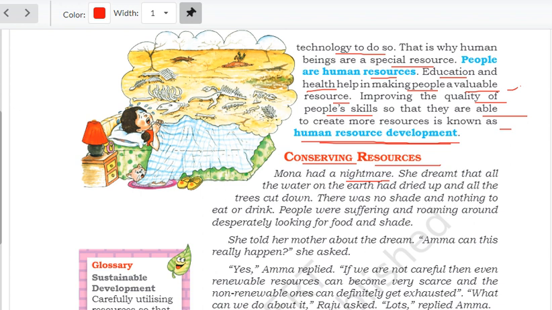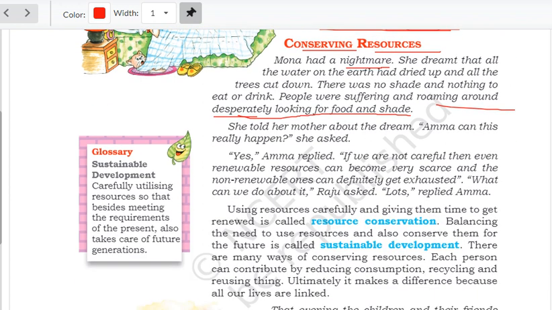There was no shade and nothing left to eat or drink. People were suffering, roaming here and there, desperately looking for food and shade. She told her mother about the dream.